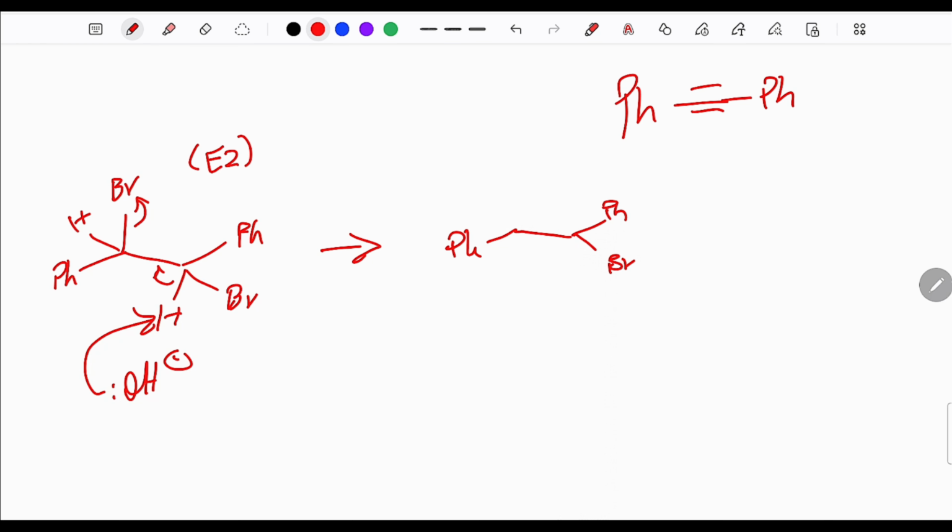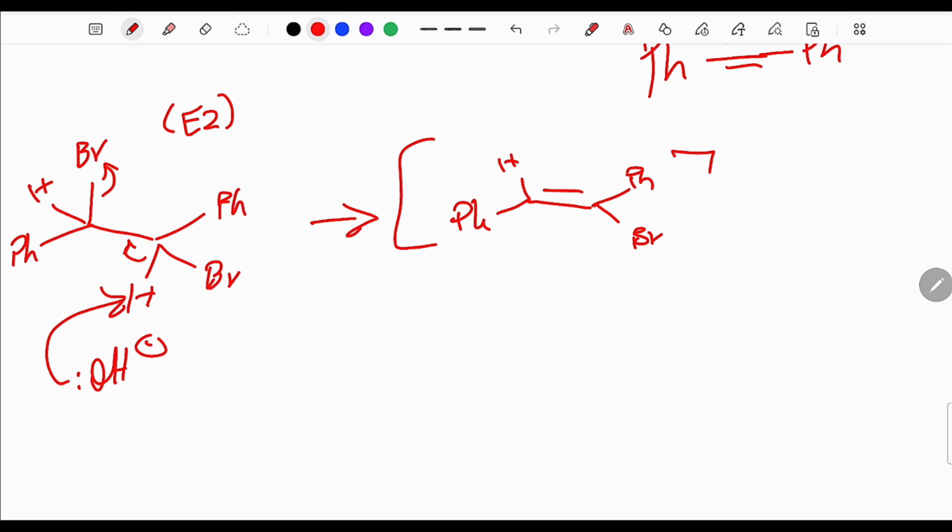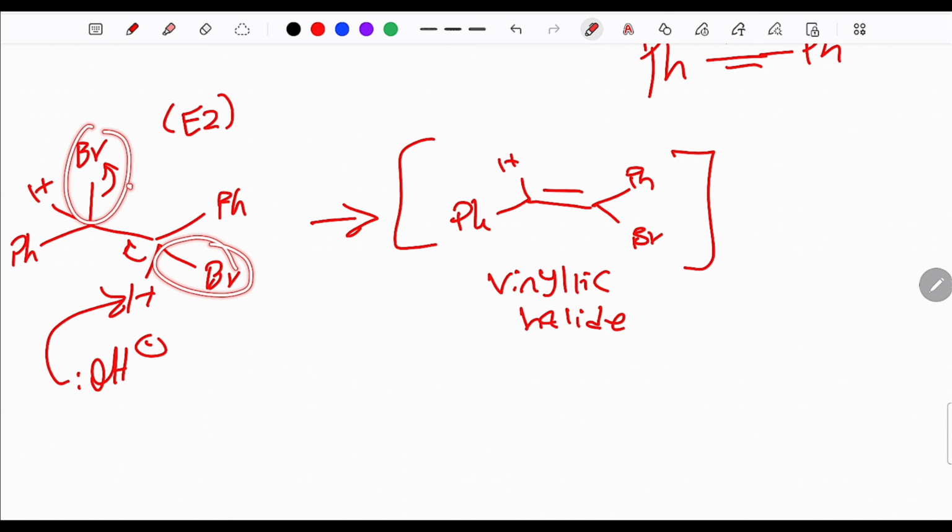The bromine is still here, and I have a double bond now. This intermediate, by the way, is called a vinylic halide. Do not confuse this with a vicinal halide. Two completely different things. This is a vicinal halide, where I have two halogens on adjacent carbons, hence they're called vicinal. A vinyl is anything that is directly attached to an alkene double bond. So this halogen is directly attached to an alkene double bond. It's called a vinylic halide.